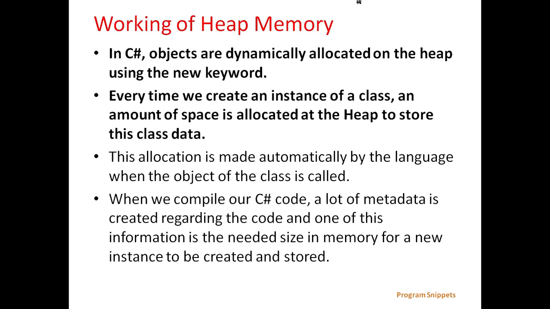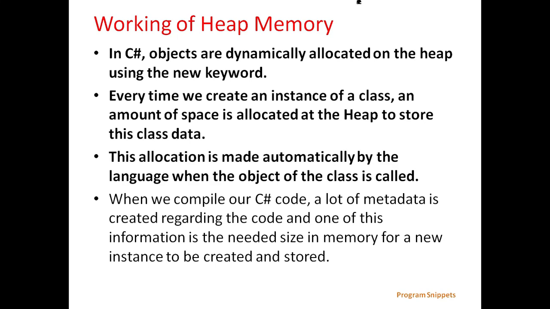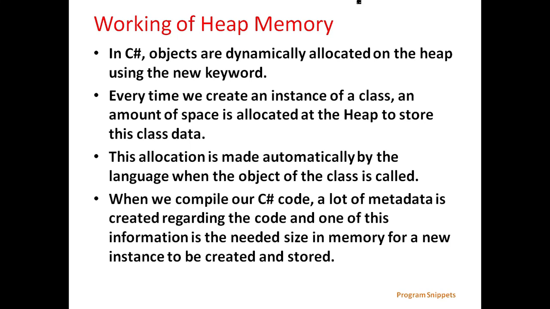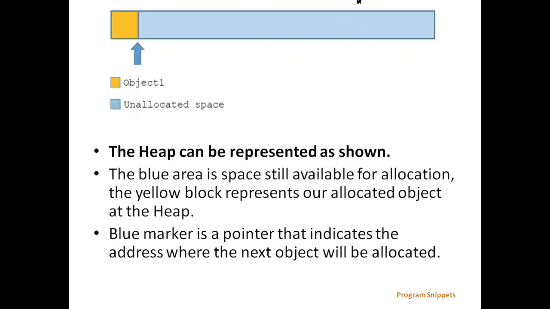Every time we create an instance of a class, an amount of space is allocated on the heap to store this class data. This allocation is made automatically by the language when the object of the class is called. When we compile our C# code, a lot of metadata is created regarding the code, and one piece of this information is the needed size in memory for a new instance to be created and stored. When we create an object, the heap can be represented as shown.